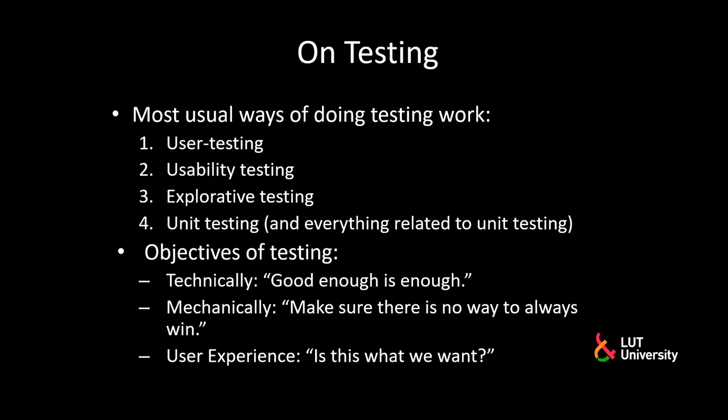Okay, so of course this reflects in the technical testing work itself. So how do game developing companies test? They do user testing, usability testing, explorative testing, and unit testing. These are the four things they focus on. And out of these four, only the last one, unit testing, and usually automated unit testing, by the way, is technically oriented. It's used to ensure that everything works. Everything else is about usability or finding out the stupid errors or the stupid problems.